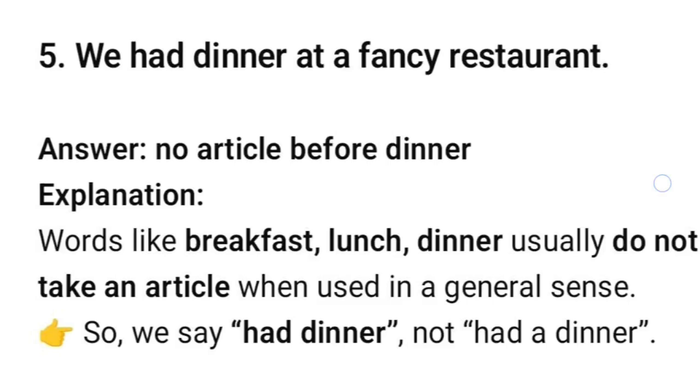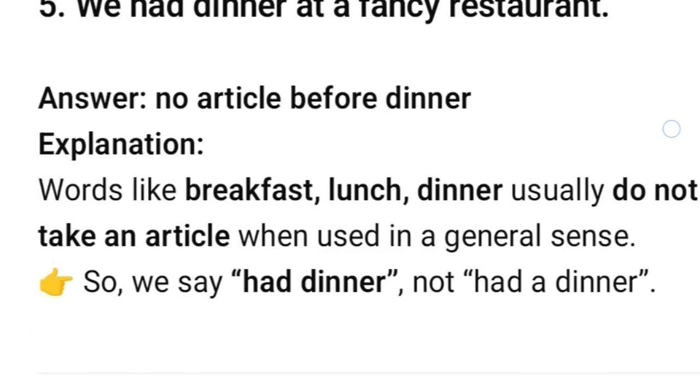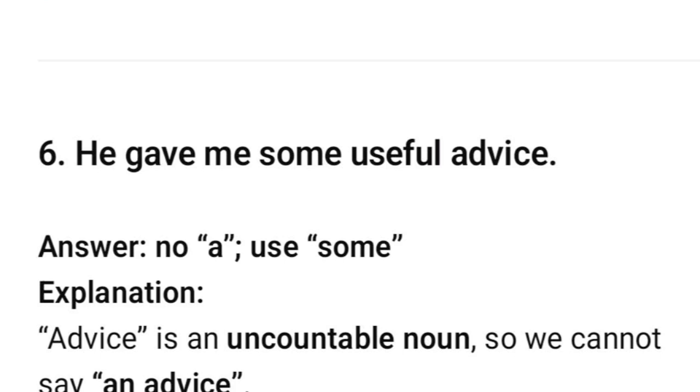We had dinner at a fancy restaurant. This is going to be the answer. Remember, breakfast, lunch, dinner, with them we do not use any article, right?